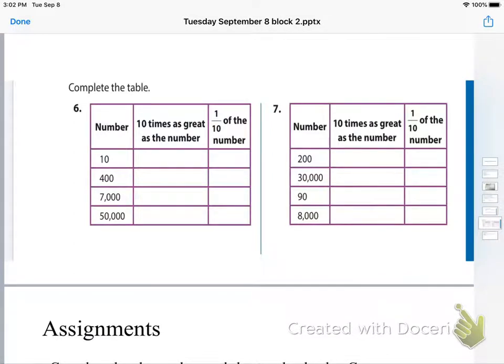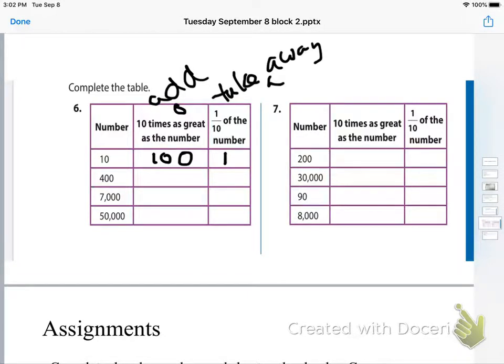And so if we take a look at the number 10, what's 10 times as great? Well, that would be 100. And then what is 1/10 of the number? Well, that would only be 1. So as you can see, when we're doing something 10 times as great, we are adding a 0. But when we're doing 1/10, we take away a 0. All right, so 400, something that's 10 times as great, is 4,000.